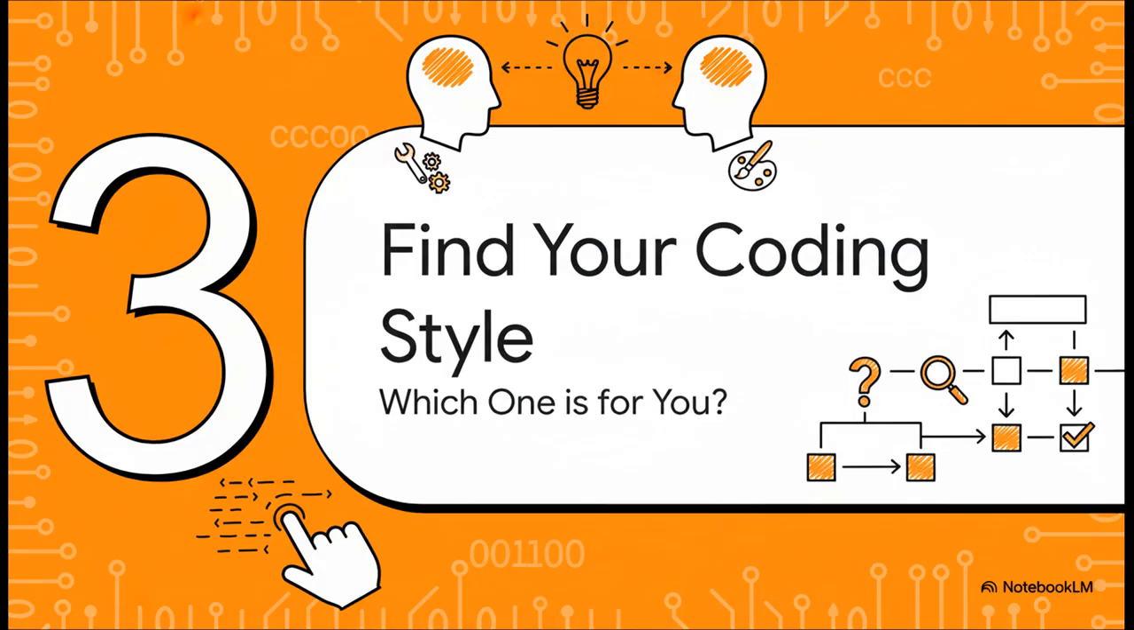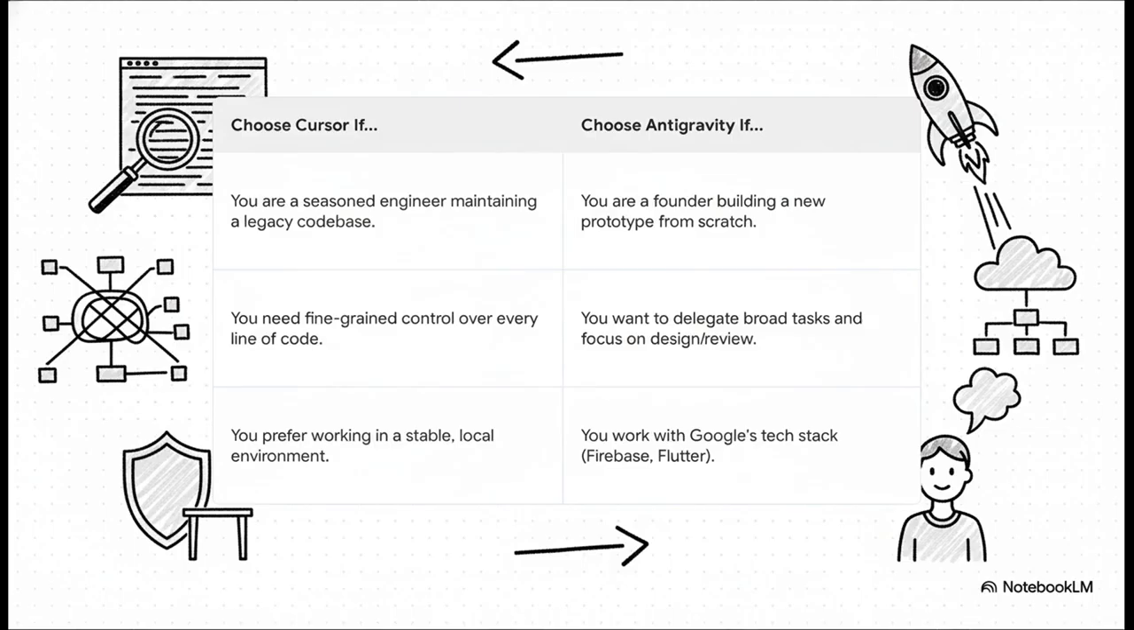Okay, so that's the tech. But let's get practical. How does this actually help you decide? Based on all that, which tool is the right one for you and the kind of projects you're working on? Well, it's pretty simple. You should probably choose Cursor if you're a seasoned engineer who needs that fine-grained, line-by-line control, especially if you're working on a big, pre-existing code base. If you love working locally and want something super stable, Cursor is your go-to.